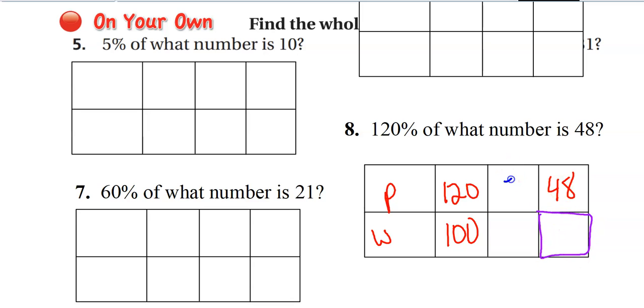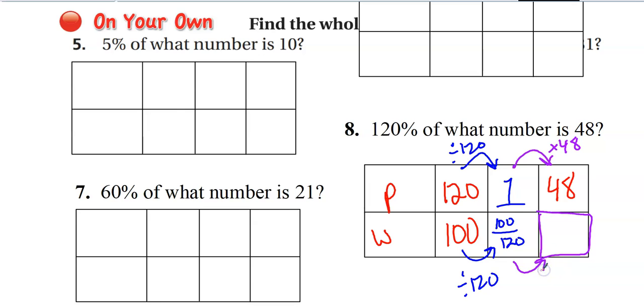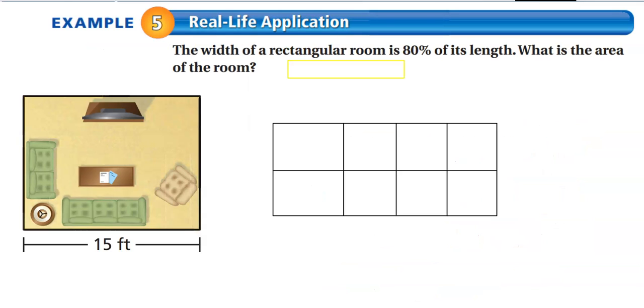I'm going to put a 1 in my middle row, and I know I need to divide by 120. 100 divided by 120, not a pretty number, so just leave it as a fraction. And then when I go to the last row, I need to multiply by 48. Maybe this problem is looking a little familiar to you, times 48. So I have 100 over 120 times 48 over 1. I get 4,800 divided by 120, and 40 is my answer. Okay, last two examples I want to show you look something like this.